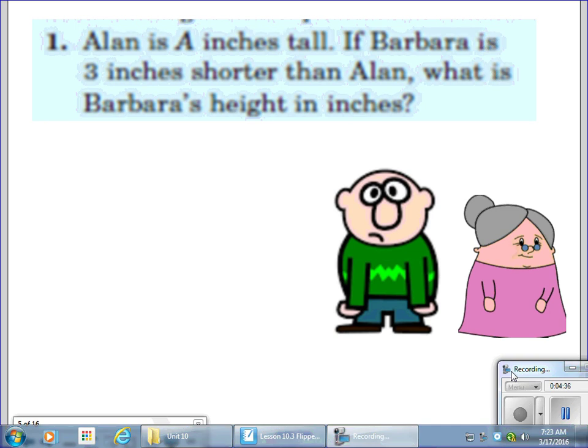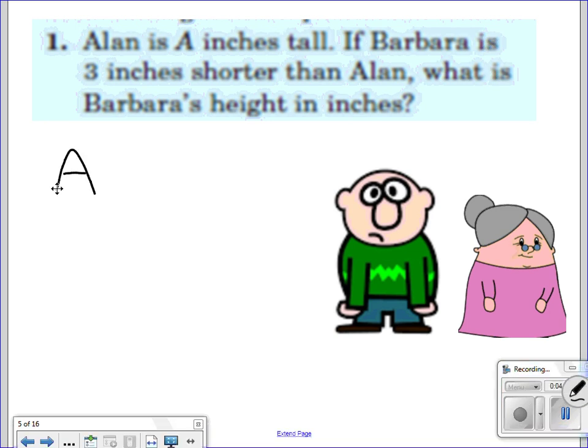If Alan is A, so we're going to be dealing with the letter A right here. He's 8 inches tall. So we don't know what number that is. It will vary, right? Because Alan's obviously going to grow. If Barbara is 3 inches shorter, we're subtracting by 3. So let's take a look at some examples here.